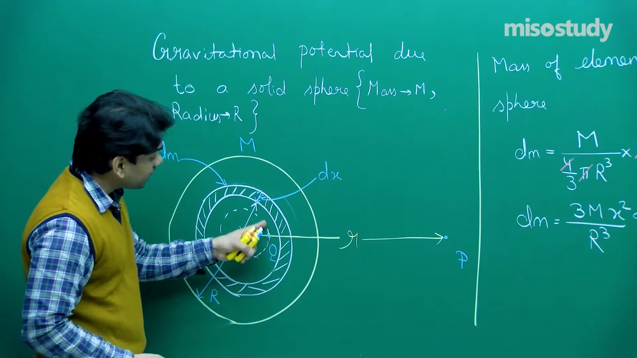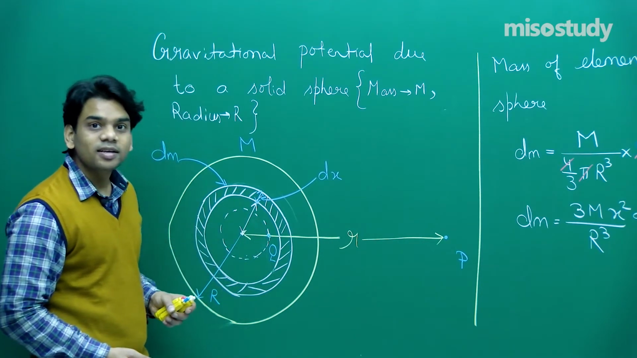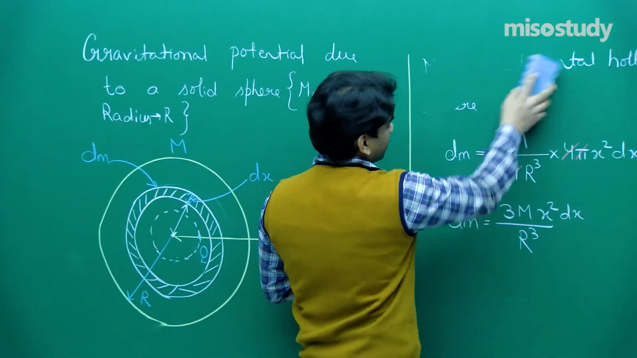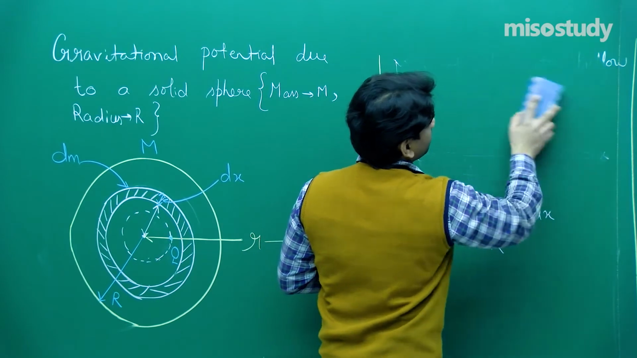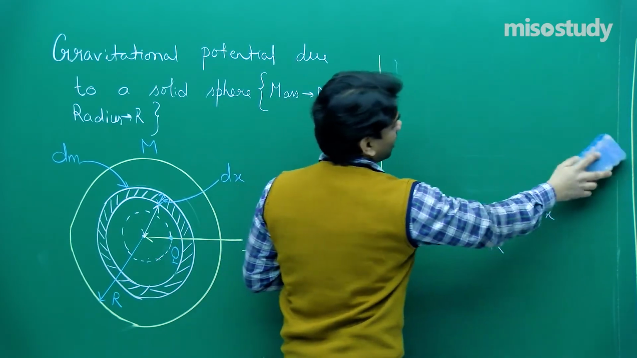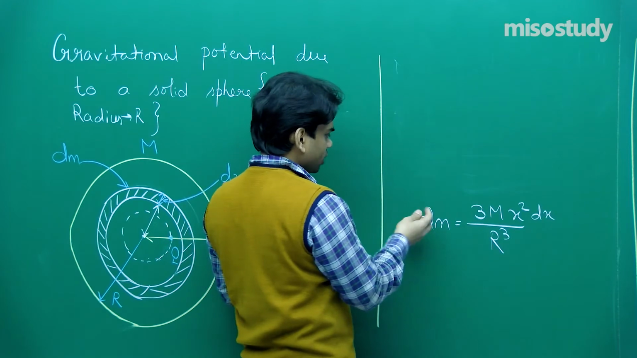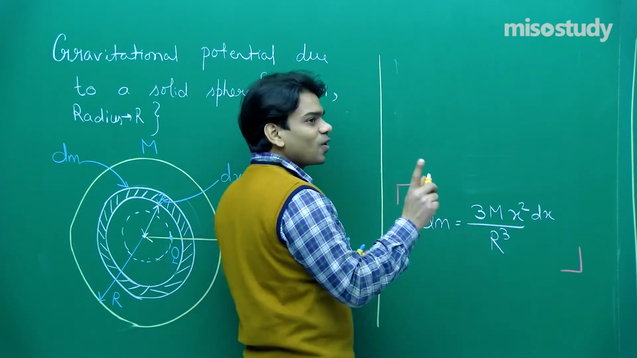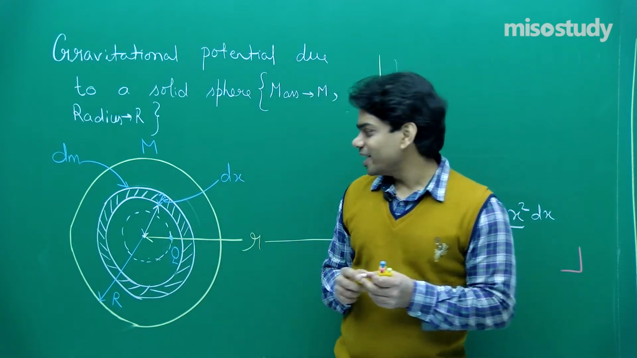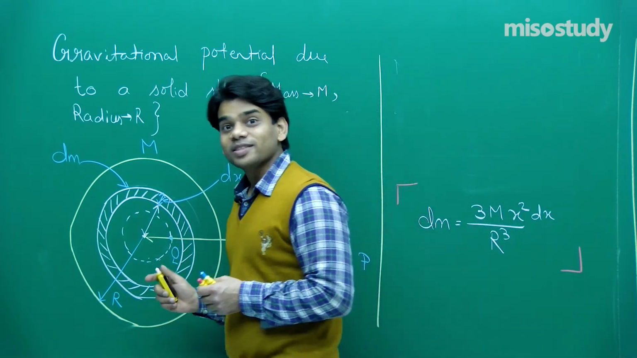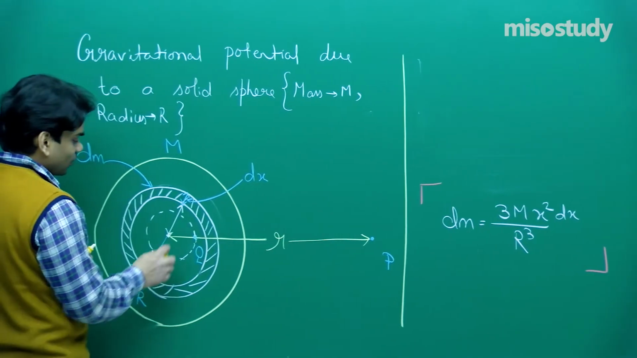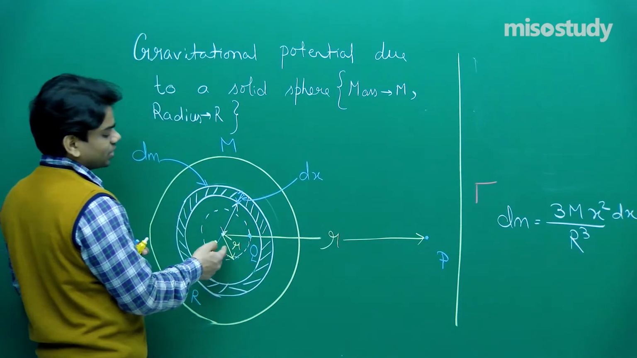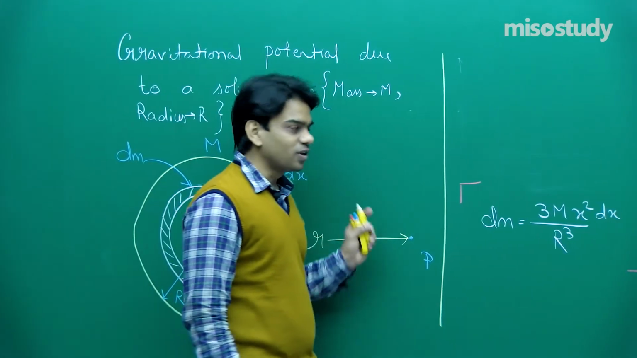Now, can we find out the mass of this shaded sphere? Just keep this formula as it is, this is the mass of the elemental hollow sphere of radius x. I will be using it later on, so let me keep this formula separately. Now, the mass of the sphere whose radius is small r, because at a distance small r we are interested to find out the value of potential. So, I am marking a new distance small r here.